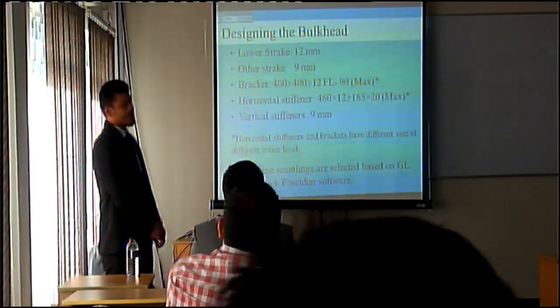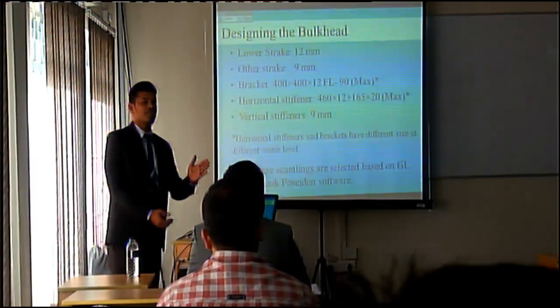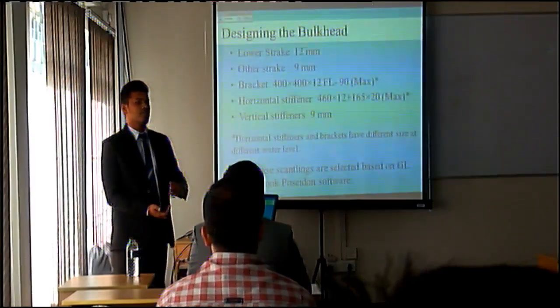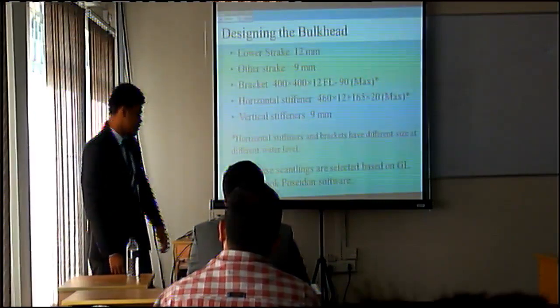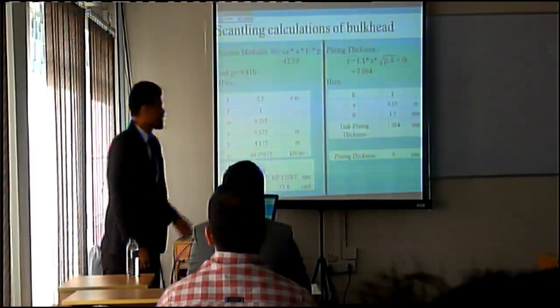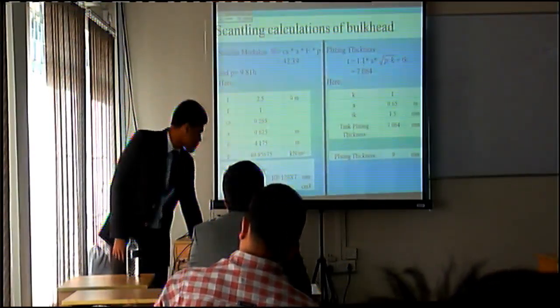Here, the bulkhead has 10 horizontal stiffeners. The dimension of the horizontal stiffeners varies with water height, and here we have shown the maximum dimensions of the horizontal stiffeners. These are the scantling calculations that we have done from the GL rule books.